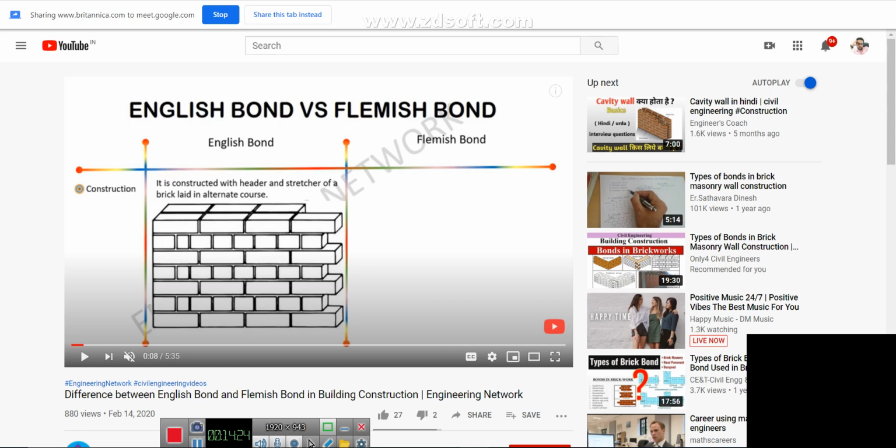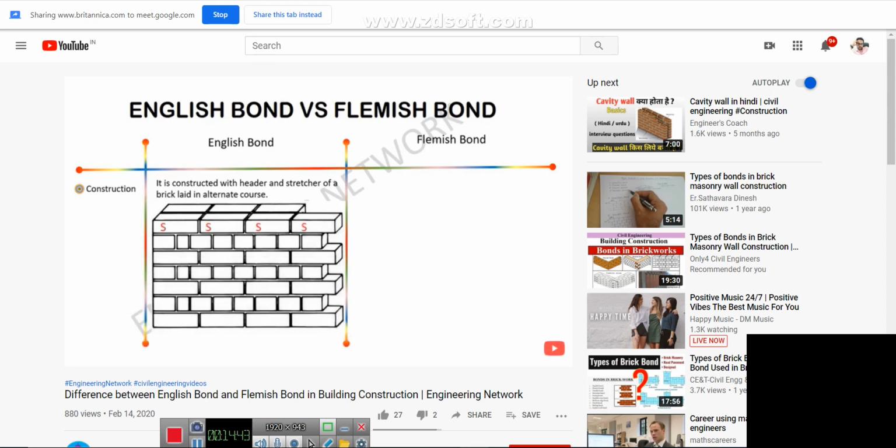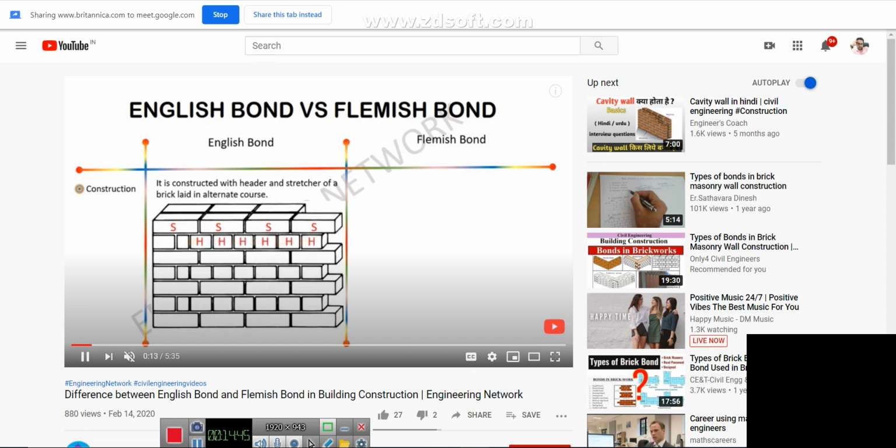Just observe this. If this queen closer was not here, again you would be placing one header here. So what will happen is the joint of these two courses will be coming together in a line. To avoid that, you will be placing a queen closer immediately after the first header. So now let us see the Flemish bond. This is how the structure course and header course will be coming in English bond.